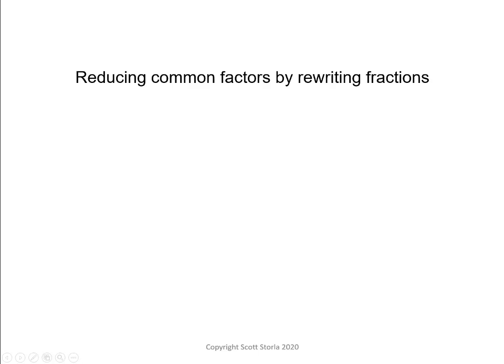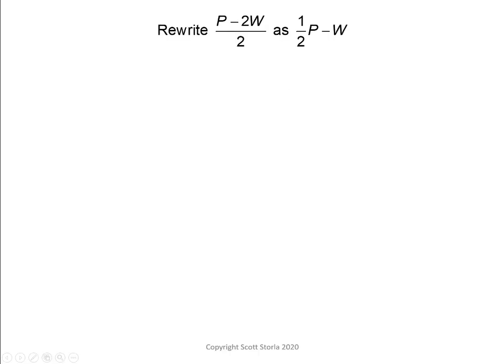In this video, we're going to begin rewriting literal expressions by reducing common factors after rewriting fractions. Here's an example. Say that you have a solution that looks like this, and you'd prefer to write it in a different form so that it looks like this. One technique would be to start with your original fraction and write it as two fractions, both of which have the common denominator.